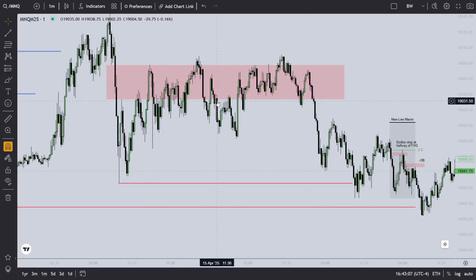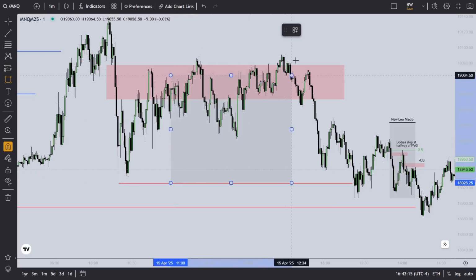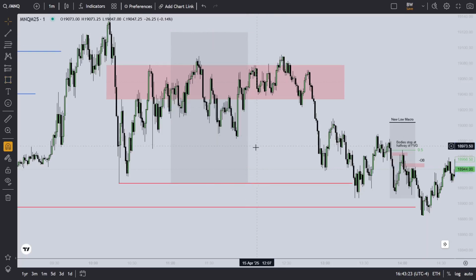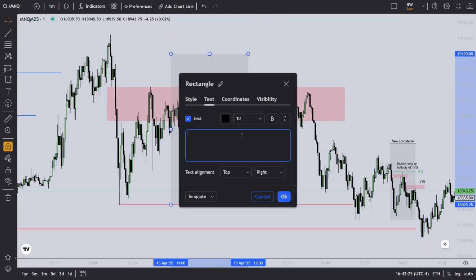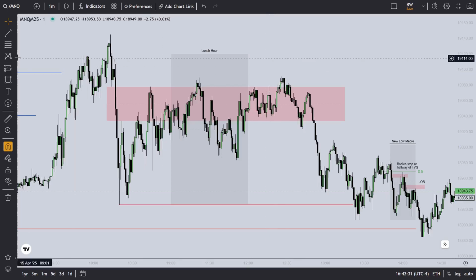Then, during the lunch hour, right? So we can mark out this lunch hour with a rectangle. So this is a window of time where you're not going to see me trading and probably a lot of other ICT traders. During the lunch hour, there's really no trading, right?